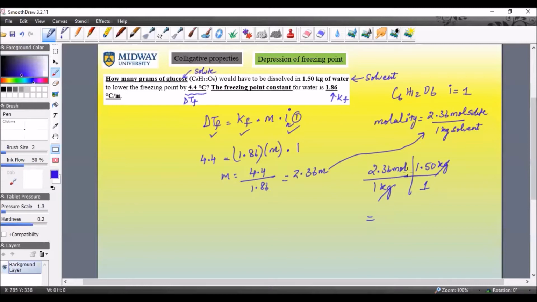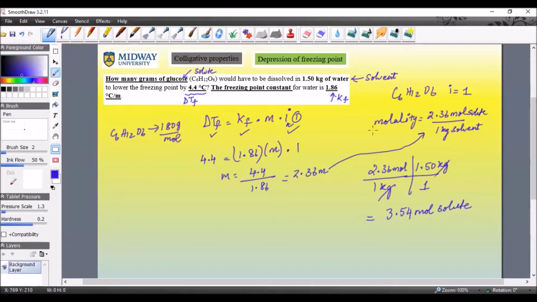So times 1.50. Now we have found essentially what it's asking. This answer is in moles of the solute, right? Now what do we need? We need the molar mass of glucose, which I believe is 180. C6H12O6 is 180 grams per mole.